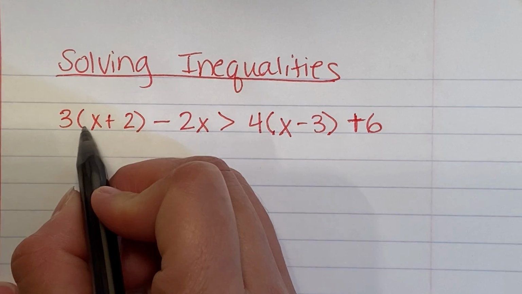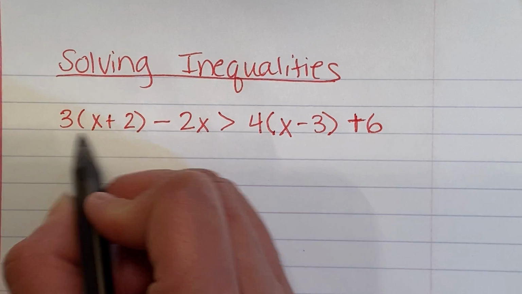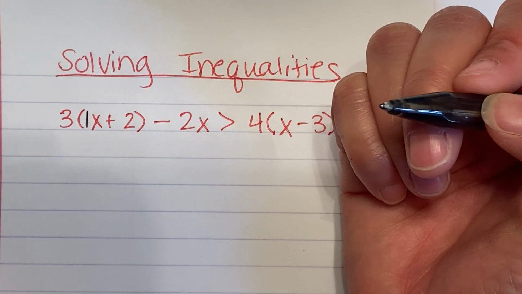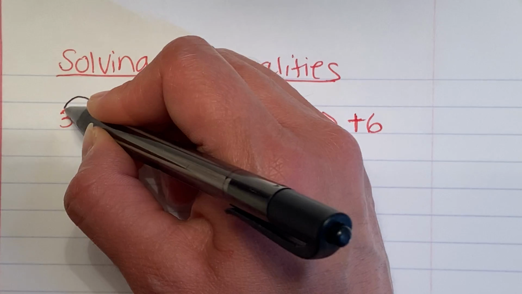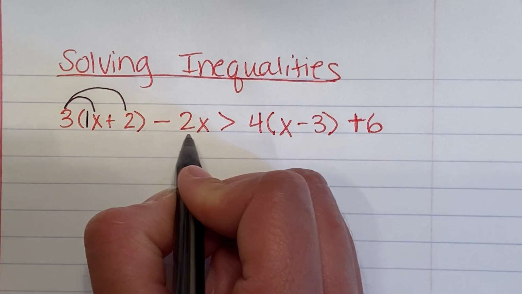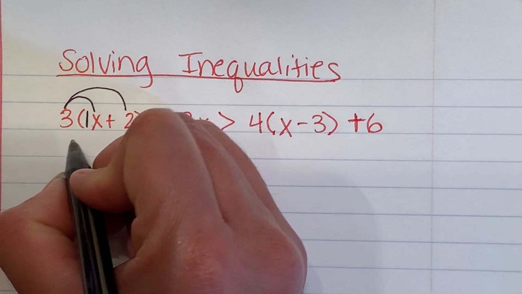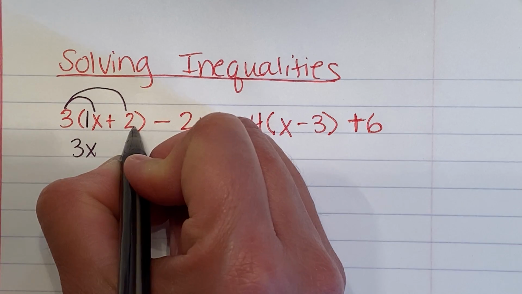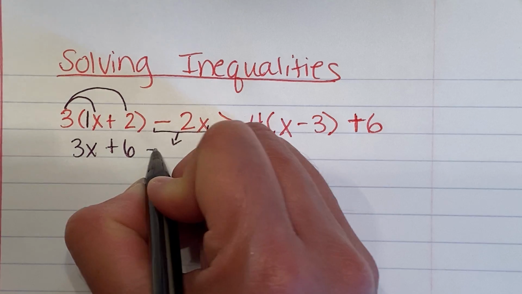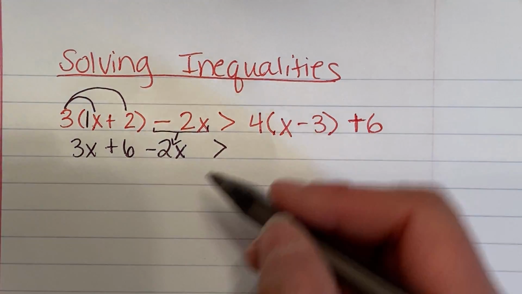Okay, so we have 3 parentheses x plus 2 minus 2x. So I'm going to look at the left side and distribute that 3. So again, there's always a 1 in front of the x if you don't see it. We're going to take 3 times x and 3 times 2. We don't multiply 3 with negative 2 because it's on the outside of the parentheses. You only multiply to what's inside. So 3 times 1x is 3x. 3 times positive 2 is a positive 6. Then I'm just going to bring down this minus 2x because we couldn't do anything with it. Bring down your symbol, and let's do the same thing on the right side.